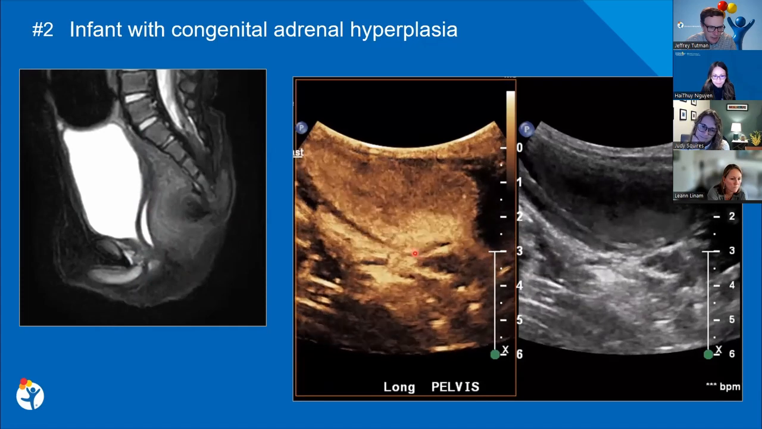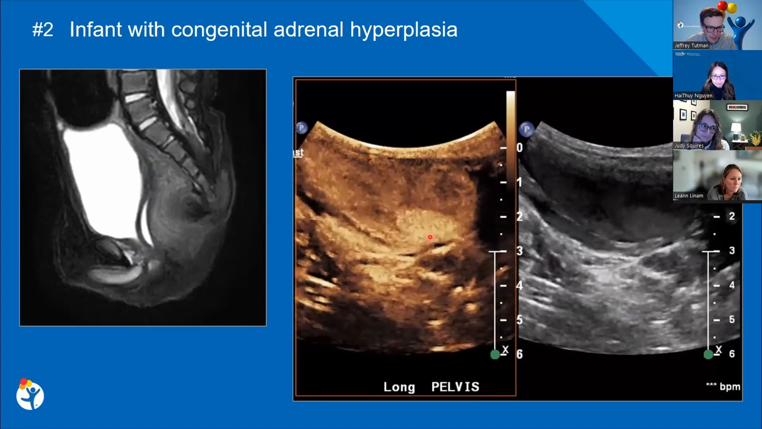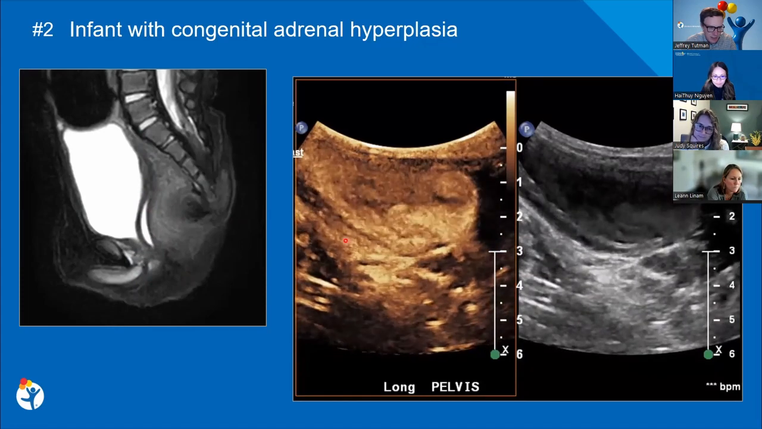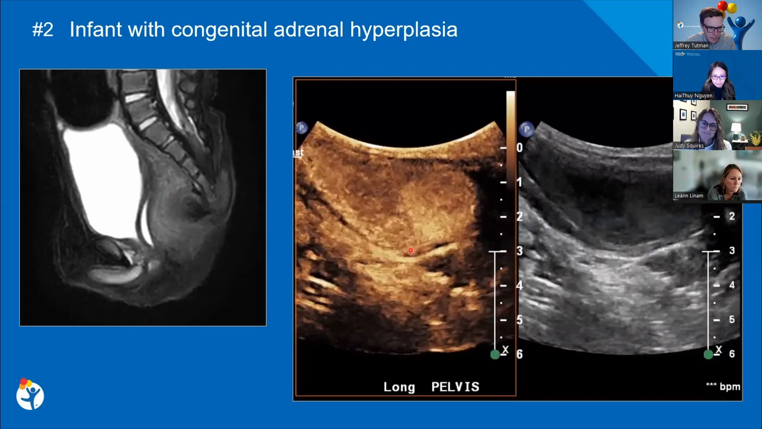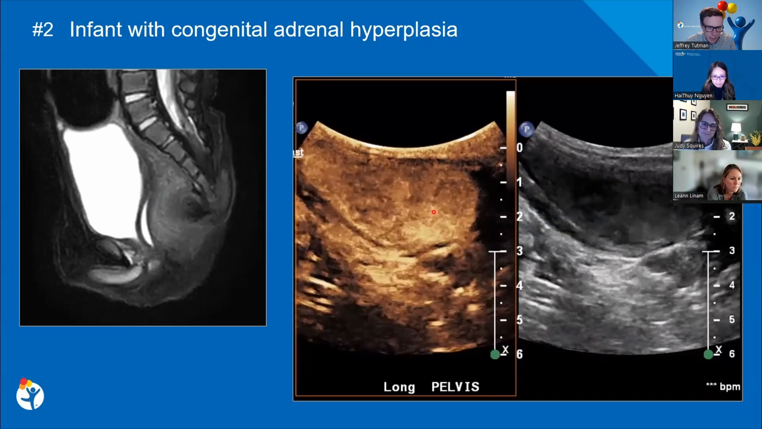If you focus right in this area right here, I think you can see very nicely the swirling of contrast. So behind here, this is all contrast that's flowing into the vagina. This is the bladder here. So I thought this was really a nice case. I think this really added a lot of value beyond any other imaging modality that we could offer.